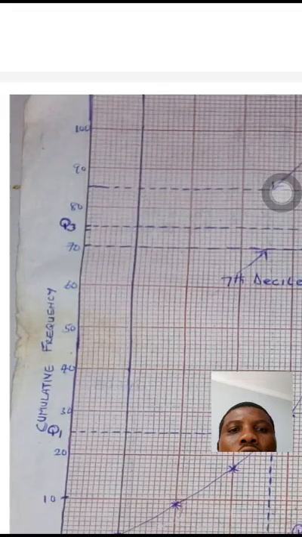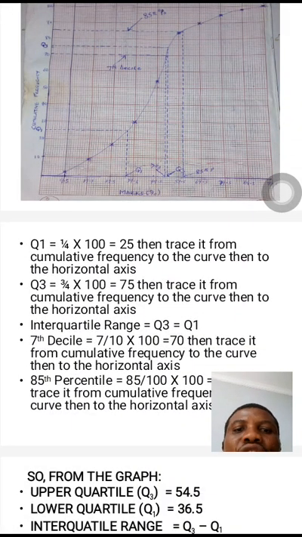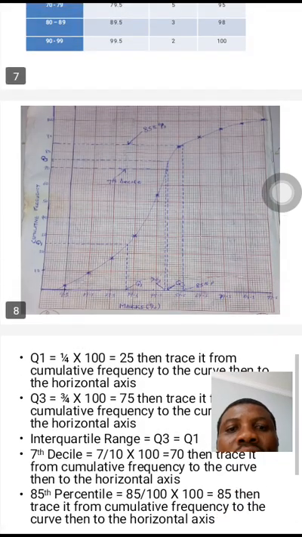So for us to get Q1 from the graph, the first thing we need to do is to find 1 over 4 times 100, and that will give us 25. Now, from that cumulative frequency, you trace 25 to the curve, and from that curve to the horizontal axis. That is how to get the Q1, as you can see from the graph.